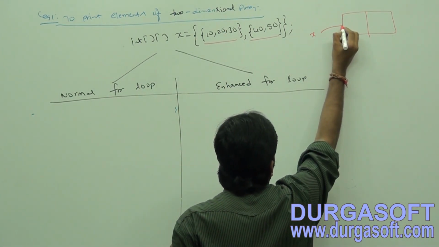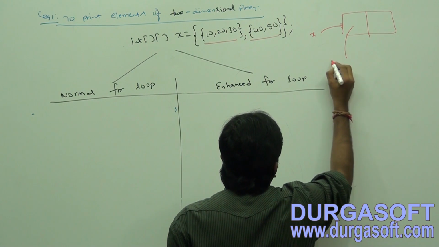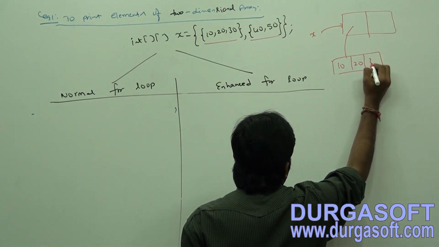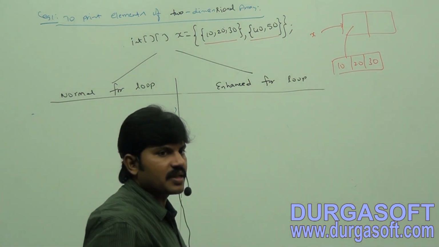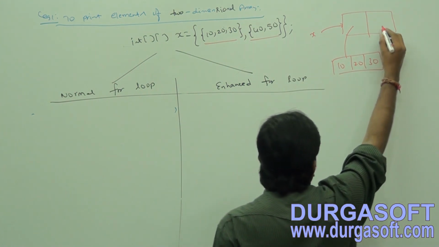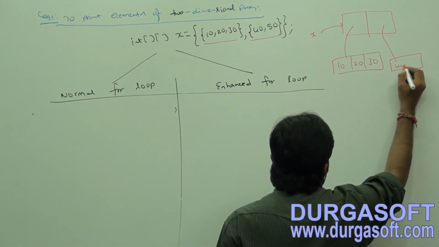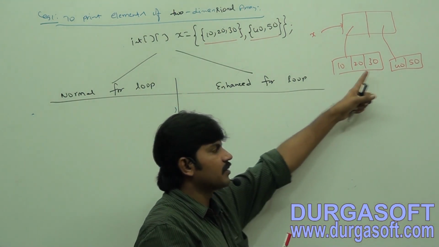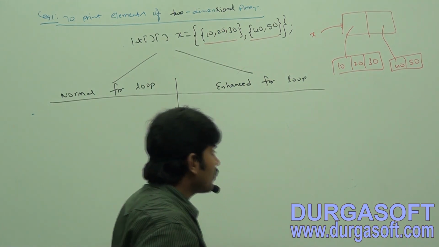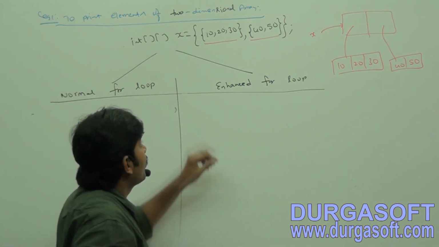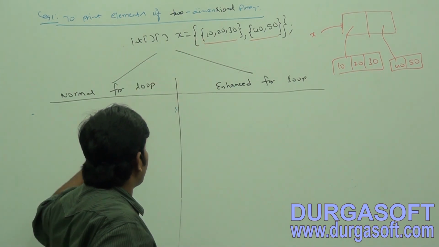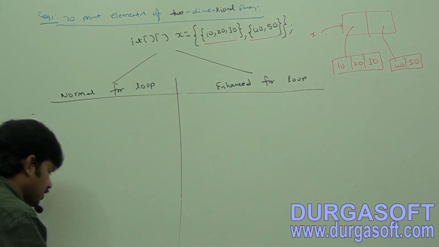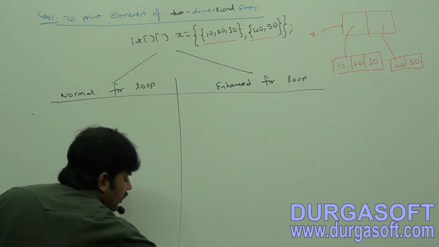In that, what is the first element size? 10, 20, 30. First element size is 3. Second element size, what is the second element size? 40, 50. Second element size is 2. Now listen a bit carefully. Sir, normal for loop, how can we print? You are aware, not required to keep much explanation. Now can you spell out what is the code?